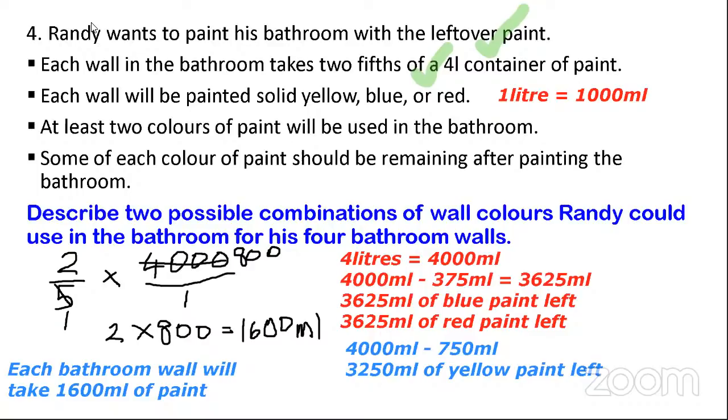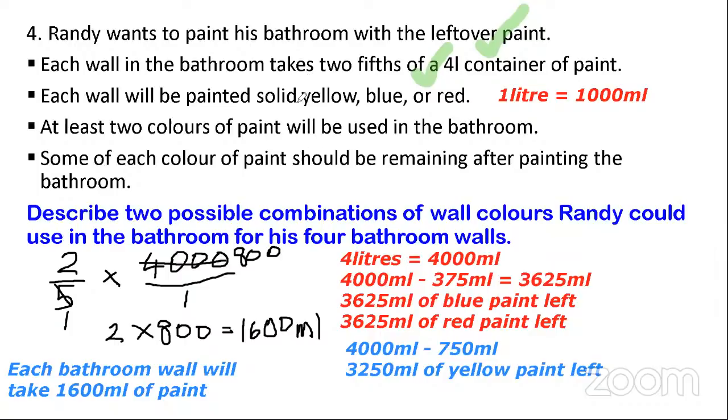All right, so the third point is saying that each wall will be painted solid yellow, solid blue or solid red. So that means that one wall cannot have two different colors on it, nor three different colors, right? We can't say, I let three different colors blend up and I paint one wall in all three different colors. No, the third point tells us that each wall will be painted in solid yellow or solid blue or solid red. So remember, we have those three paints.